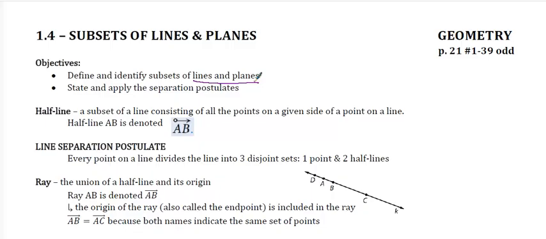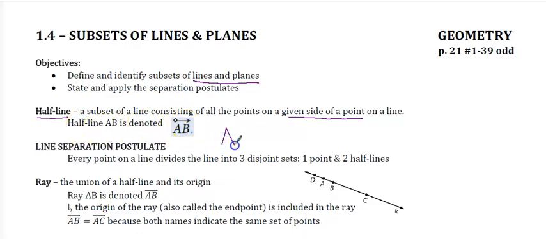And then we're going to state and apply the separation postulate. So how lines are separated into different parts, how planes are separated into different parts. So first up is new vocabulary, half line. It's a subset of a line consisting of all the points on a given side of a point on a line. And a half line like AB is denoted like this.